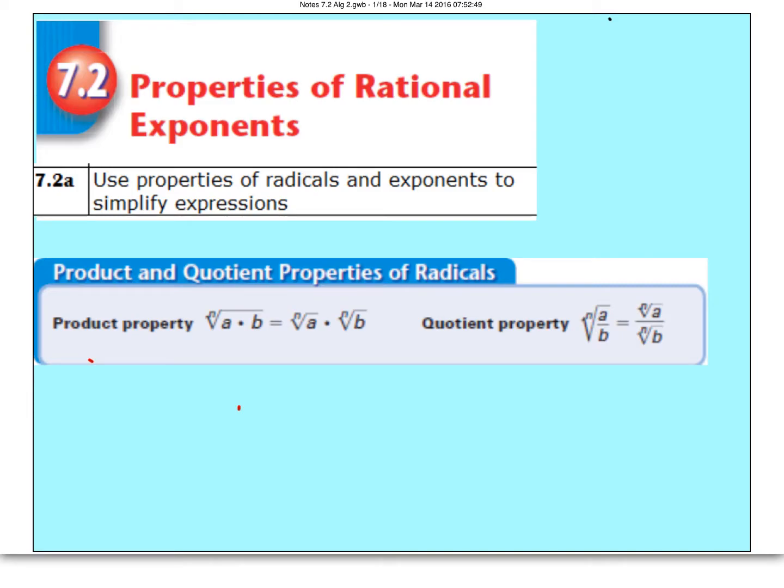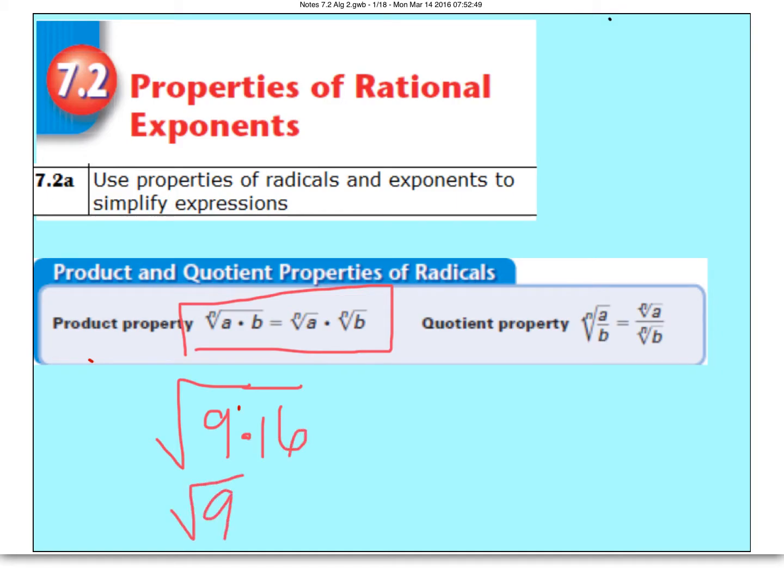In Learning Objective A, we're going to use properties of radicals and exponents to simplify expressions. One of the things you want to keep in mind is this. If you have a radical that has two numbers on the inside, for example, the square root of 9 times 16, you can actually pull that apart into two separate ones. You could say the square root of 9 times the square root of 16, which is easy to do, which would end up being 3 times 4, which equals 12.